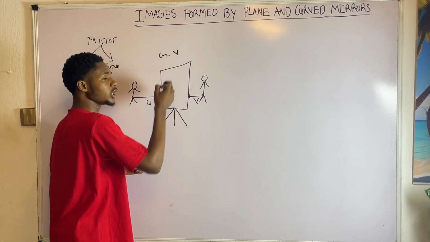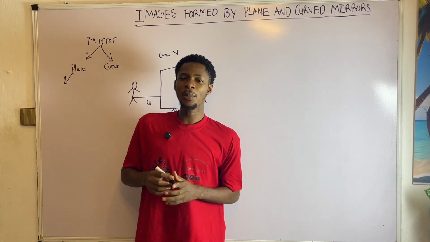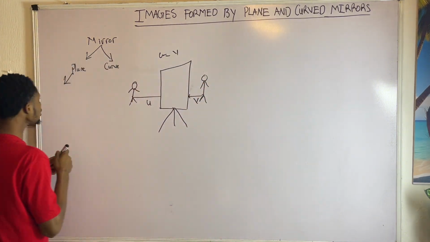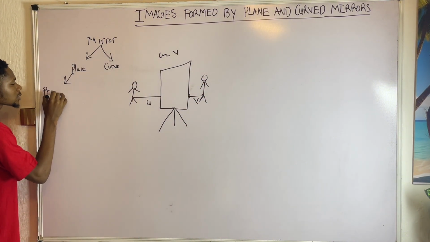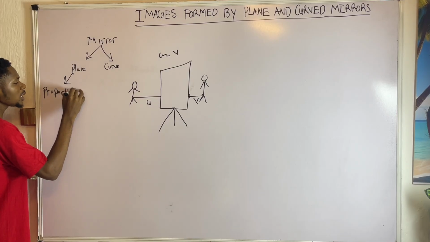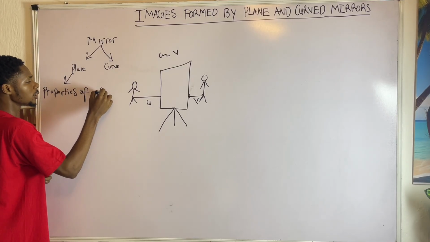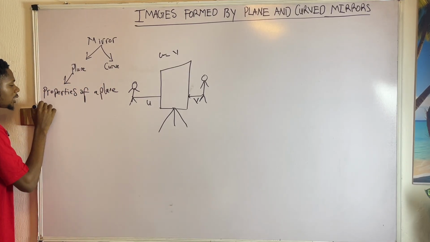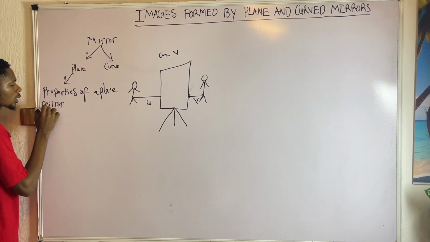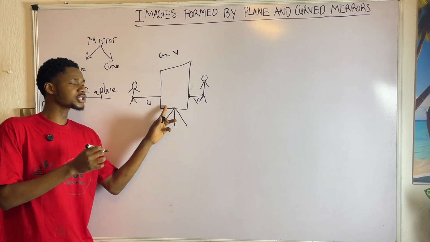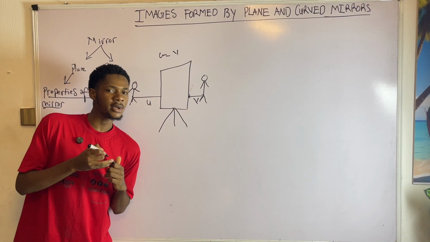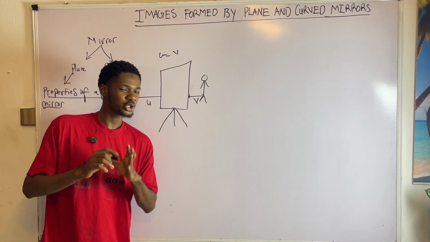U is equal to v. Now you can take note of one of the properties of a plane mirror. One of the properties of a plane mirror is that the object distance is equal to the what now? The image distance. That is how you take note of it. You don't have to cram anything.